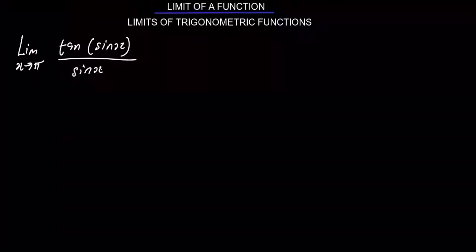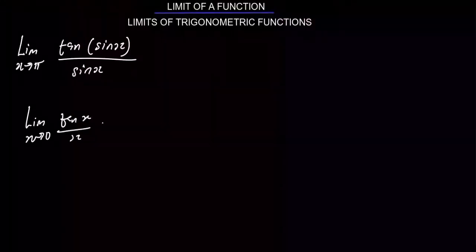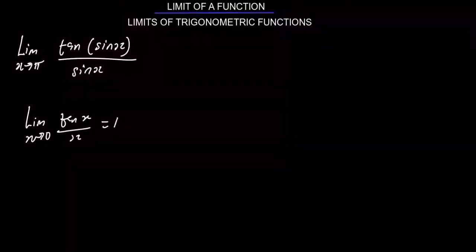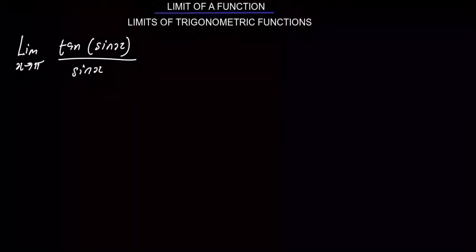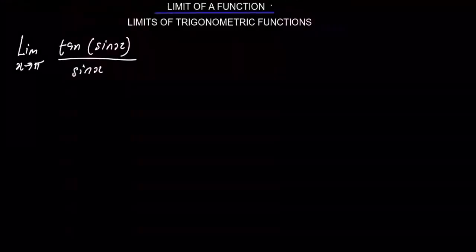But do you remember that our identity was, if I have the limit where x tends to 0 of tan x over x, then my answer will be 1. But here it is not tending to 0. So I can't apply the identity that way. If I do that, then my approach will be wrong. So what will I do from here?